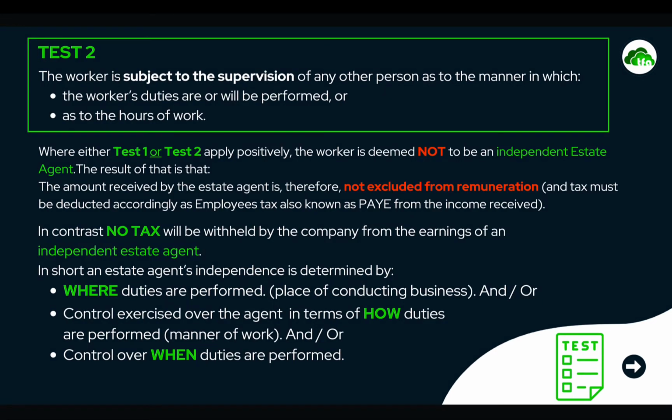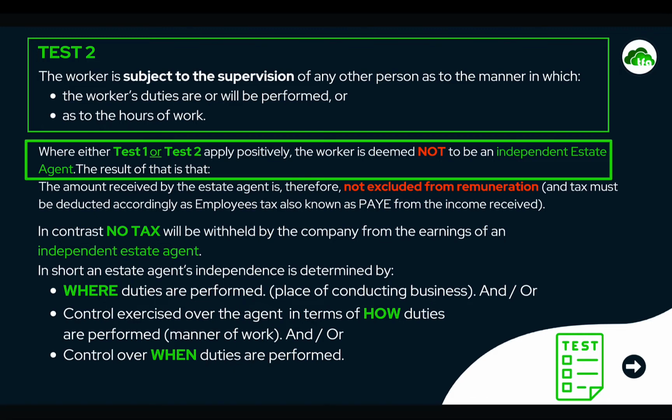And now for test 2, a person shall not be deemed to carry on a trade independently if the worker is subject to the supervision of any other person as to the manner in which the worker's duties are or will be performed, or as to the hours of work. In Test 2, there is no reference made to the premises. So irrespective of where the worker is working, if that worker is subject to the supervision of any other person in terms of duties and hours of work, that worker is deemed to be an employee.